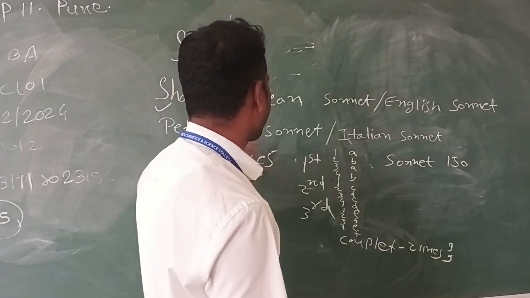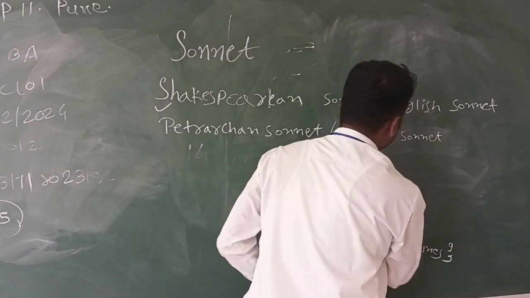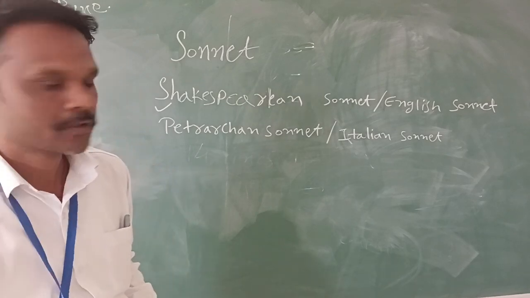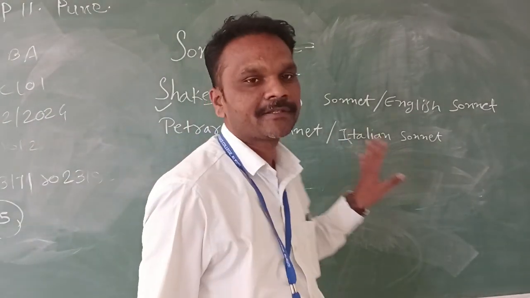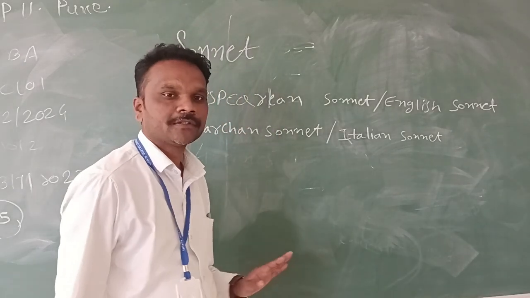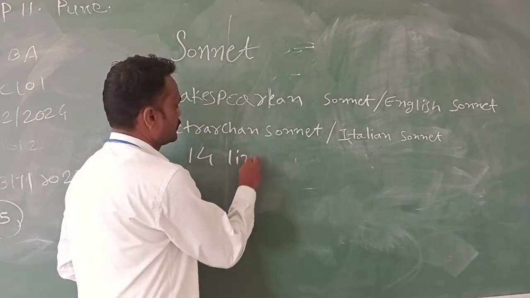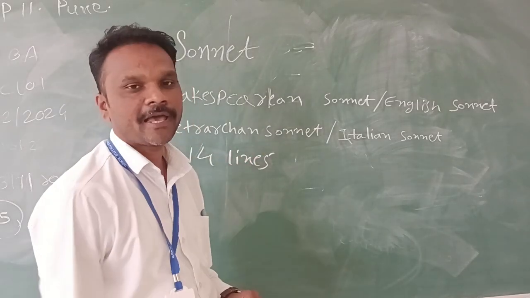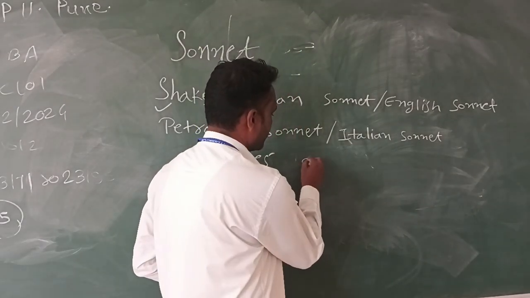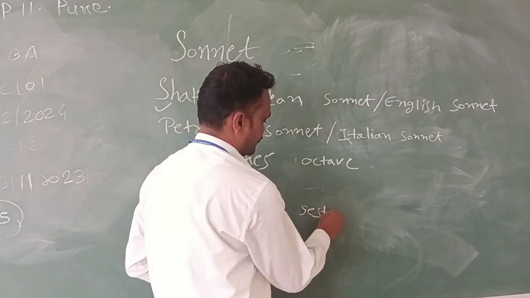Now we will discuss the Petrarchan sonnet, also called the Italian sonnet. The poet Petrarch invented this sonnet, so it is called the Petrarchan sonnet. This sonnet also has 14 lines, and the lines are divided into 2 parts. The first part is the octave and the other part is the sestet.